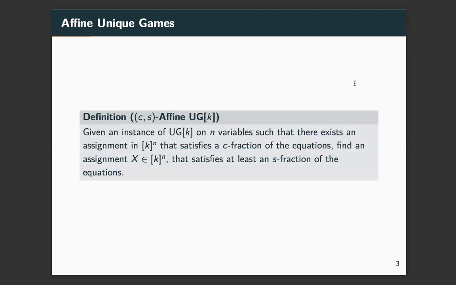The (c, s) affine UG problem is the following. Given an instance of the unique games problem on alphabet k on n variables, with the promise that there exists an assignment that satisfies a c fraction of the equations, we are asked to find an assignment that satisfies at least an s fraction of the equations. The important thing here is that k is thought of as a constant, n grows asymptotically, and c and s are both constants smaller than 1, with c bigger than s.